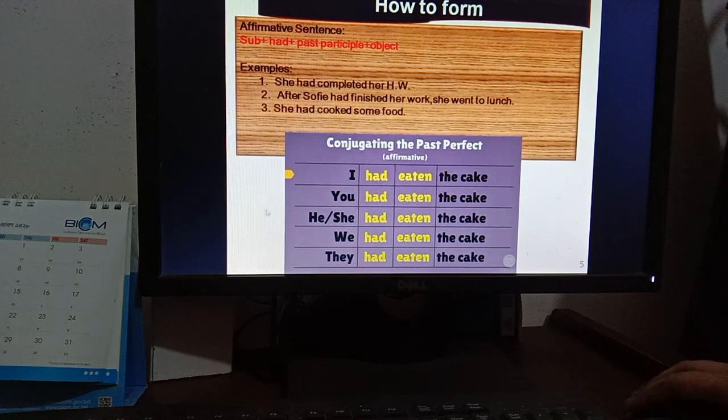Okay, so here I have shown you how to conjugate the past perfect tense. First of all, here are the subject, then here is had, then here is the past participle form, and here is the object. So you can see with all the subjects you have to use had because this is past perfect tense.